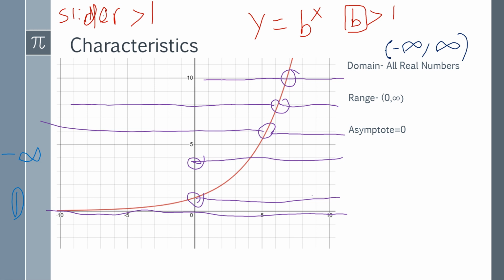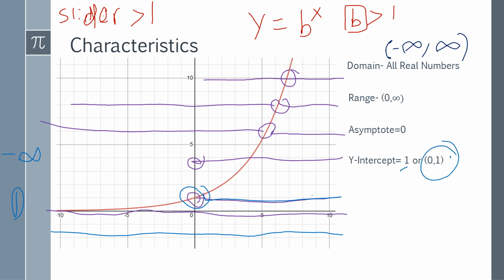You cannot say -1 because the graph is not even near it. The graph is not near -1. You can't say -2 because it's not even near -2. It's near 0, but doesn't touch 0 for a good minute. So let's figure out my y-intercept. My y-intercept is 1 because it touches the y-axis at +1. So you can write it as 1, or you can write it as a coordinate 0, 1.